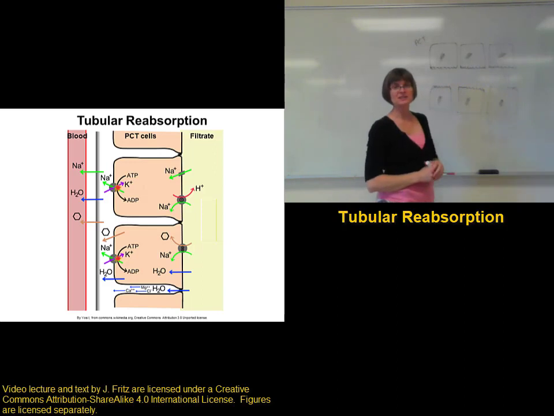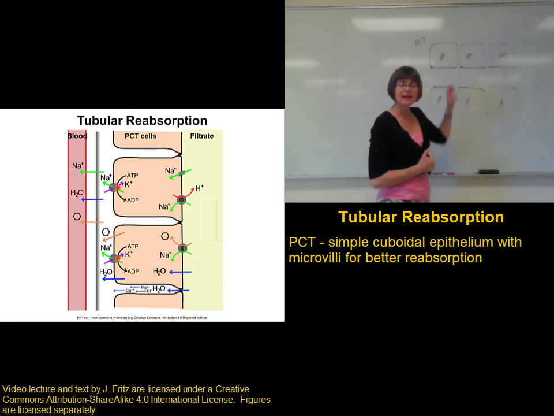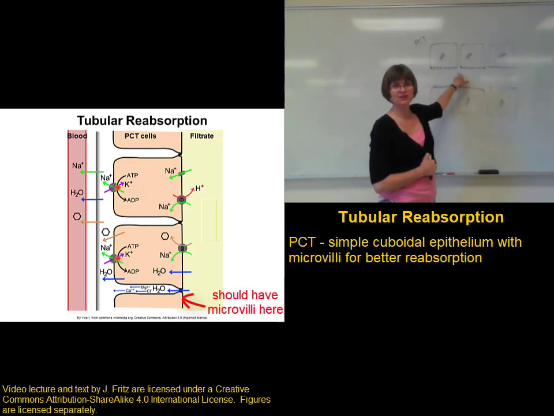Here's a section of the PCT. The PCT is made of simple cuboidal epithelium, so a single layer of cube-shaped cells. And these cells are optimized for reabsorption because they have microvilli that increase their surface area.